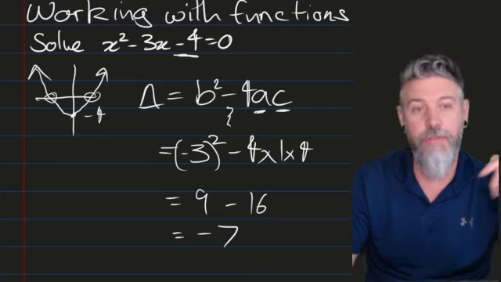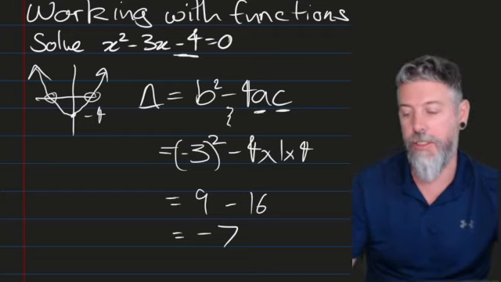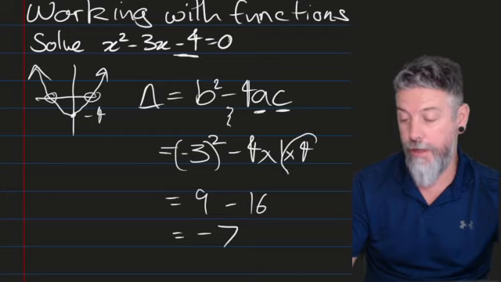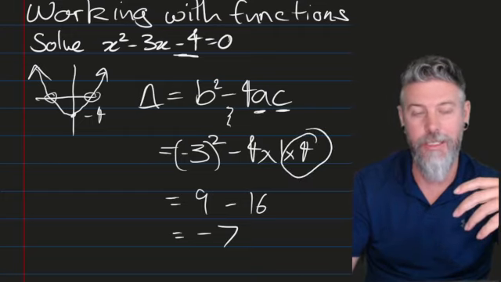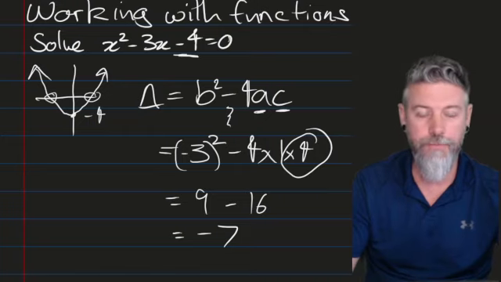So I've made some sort of error, and that would lead me to come back and check, and hopefully when I come back and check, I can find that I've made this substitution error here, this times by 4, it should have been times by negative 4.